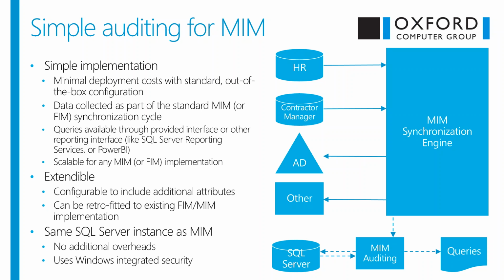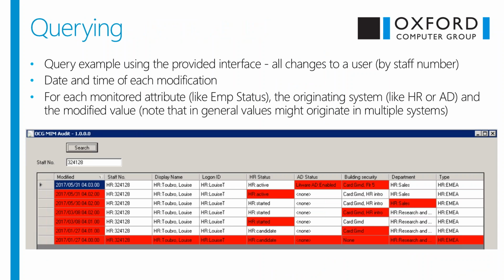And it's entirely extendable, so it's configurable to include whatever additional attributes you want. You do choose the attributes that you want to include, and that's done through simple configuration within the SQL Server database itself. This can be retrofitted to an existing FIM or MIM implementation very easily. As I say, it sits on the same SQL Server instance, no additional overhead, and uses Windows integrated security. The querying interface is really very, very simple. As I say, this is just what's provided out of the box. It's a SQL Server database, so you can pull the data as you see fit using whatever tool you like.